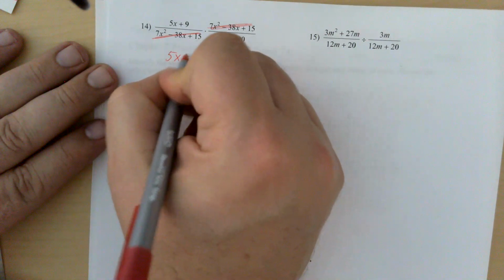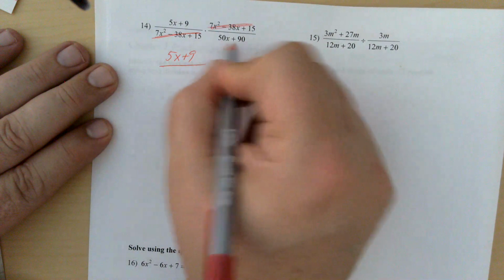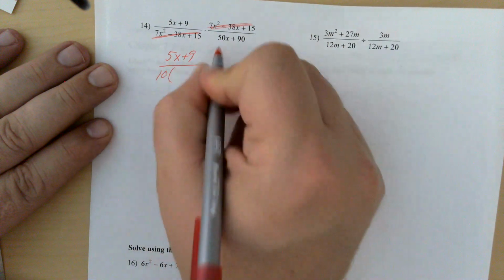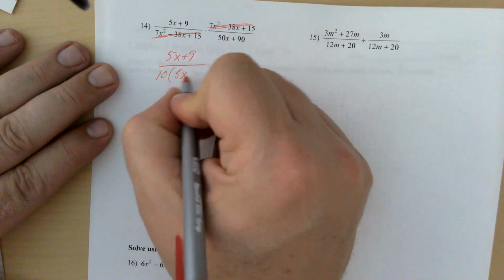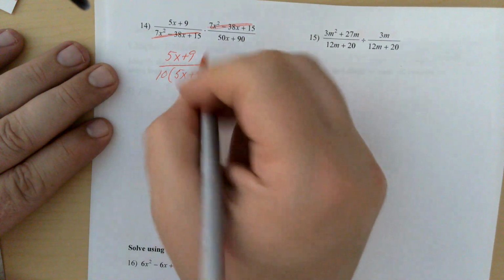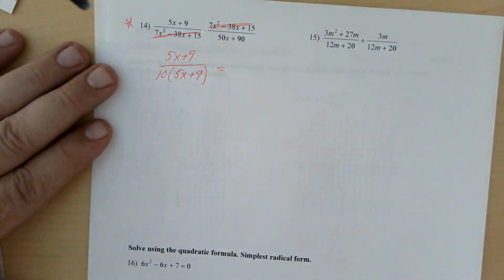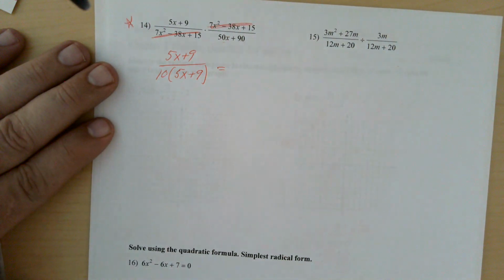So we are left with a 5x plus 9, and then this I can factor out a 10. So if I remove a 10 from these 2 terms, notice I get a 5x plus 9. Now, please be aware of this, okay? Again, star this. I warned you about this in your notes.